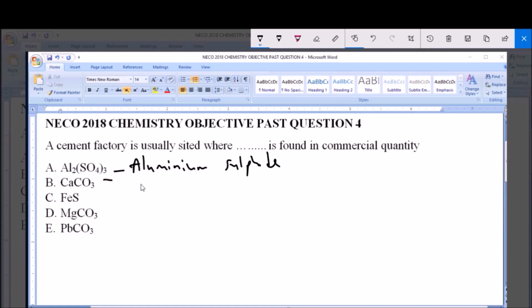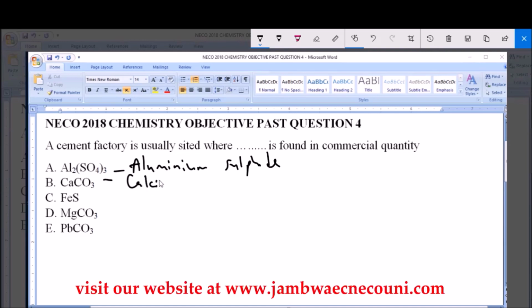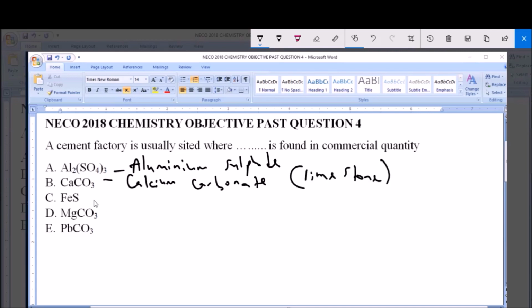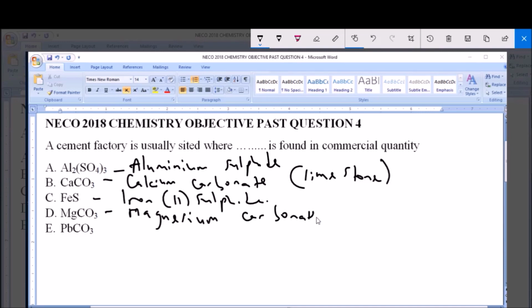B, CaCO3. This is calcium carbonate, or popularly known by its common name, limestone. C, FeS, iron 2 sulfide. D, MgCO3, magnesium carbonate. E, PbCO3, lead 2 carbonate.